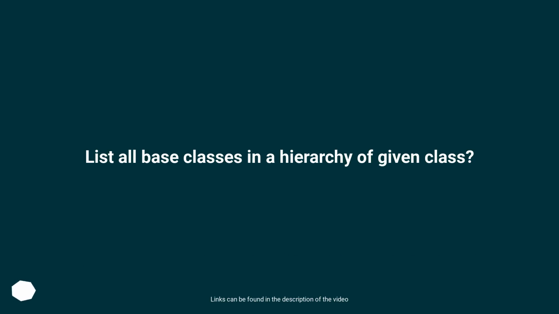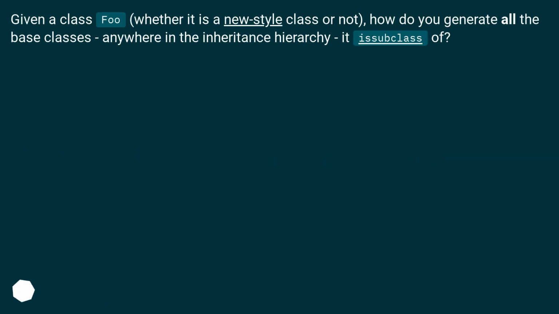List all base classes in a hierarchy of a given class. Given a class foo, whether it is a new style class or not, how do you generate all the base classes, anywhere in the inheritance hierarchy, that the class is a subclass of?